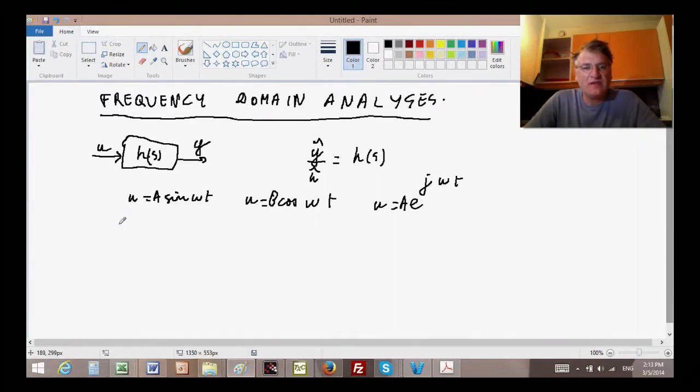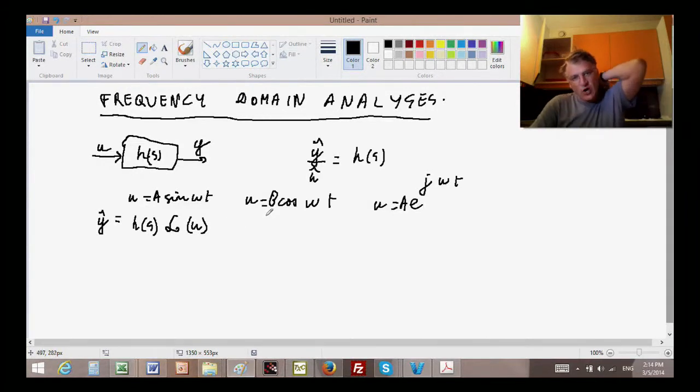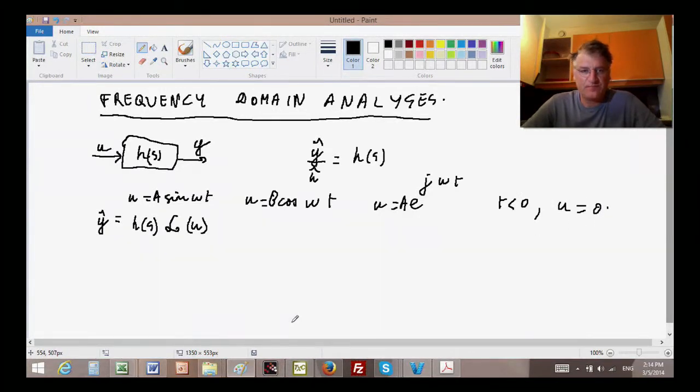What we are interested in is therefore trying to understand, for example, what happens when our system initializes at 0 and then undergoes the following. Y hat is equal to H of S times the Laplace transform of U. Oh, I should add that when t is less than 0, we assume U is equal to 0, identically equal to 0, which is summarized by these three parallel bars.